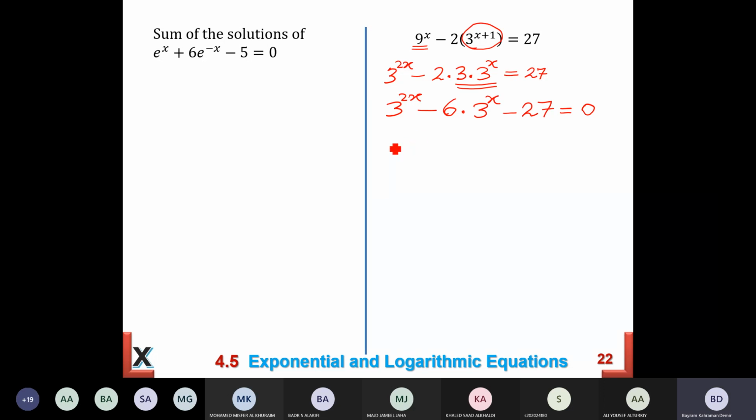Again, let's just call 3 to the x as y, right, Shabab? This substitution. So 3 to the power of 2x will be y squared, of course. y squared minus 6y minus 27 equals 0. Okay. Now, after that, Shabab, I'm sure you guys remember how we solved these exponential expressions. Y minus 9 and y plus 3. Yeah, y minus 3.